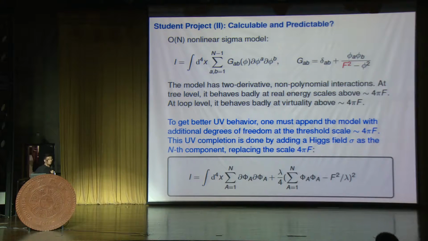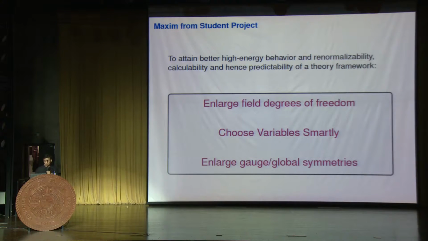So this is the way we pave, starting from a non-renormalizable theory, which has a similar behavior to Einstein gravity, and march up eventually to get into a renormalizable theory, which is computable, therefore predictable. So let's take this as a metaphor. And before doing that, let's just take the maxims out of this student project.